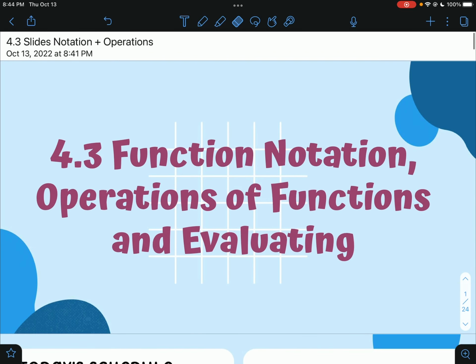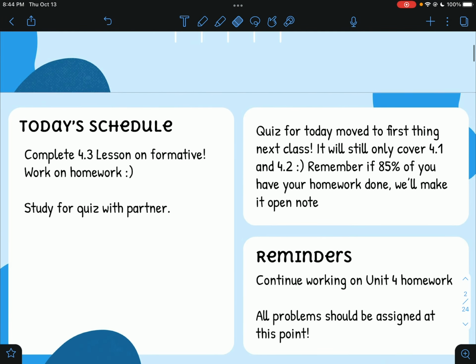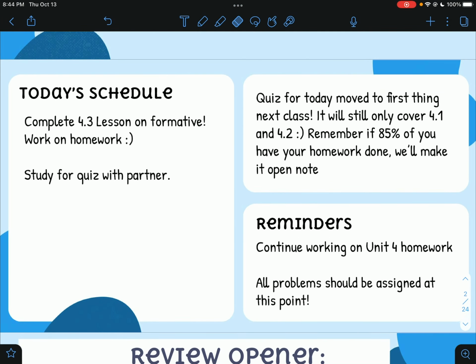Hey guys, we are going to be looking at 4.3 function notation, which then tells us how we can use function notations for operations of functions and evaluating, which will wrap up our function unit.